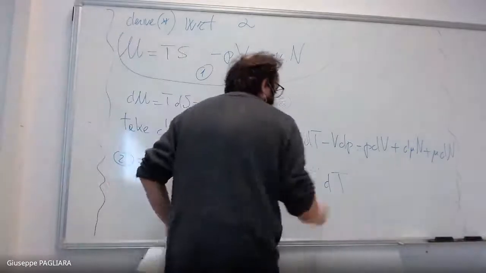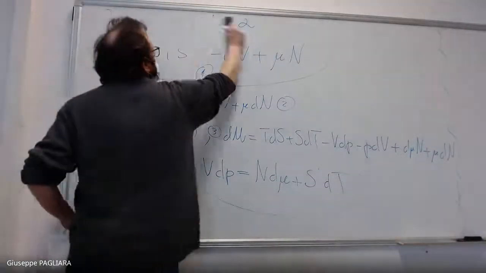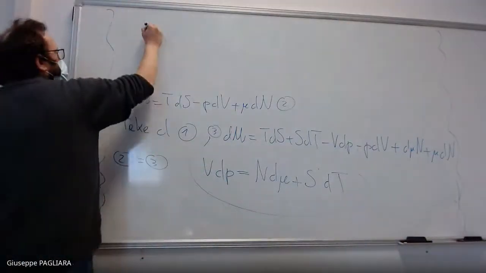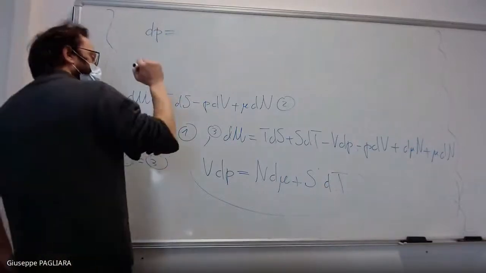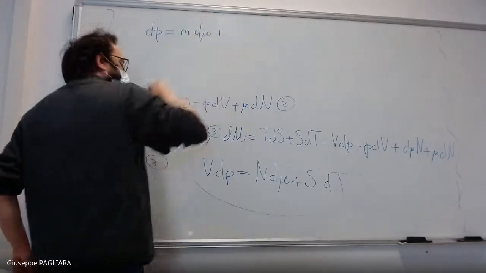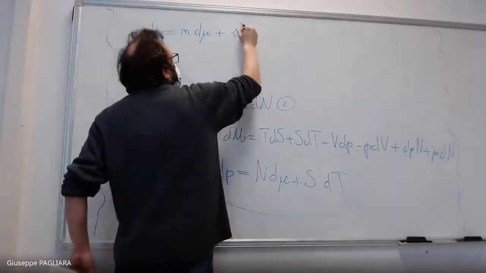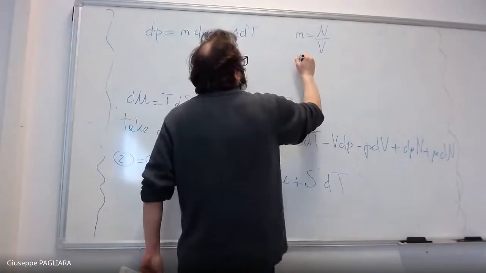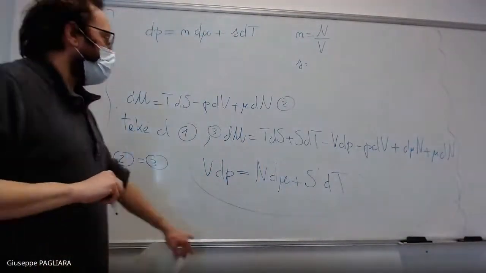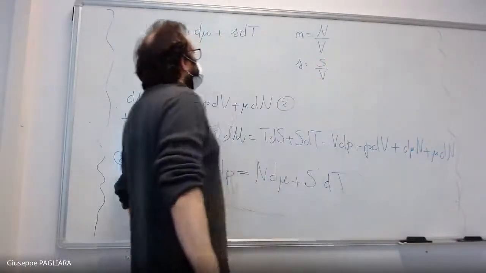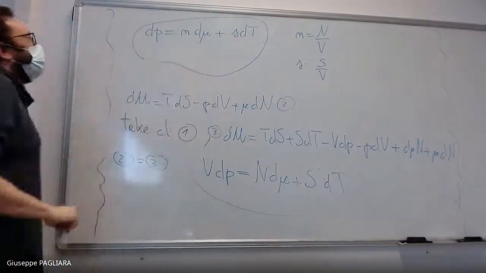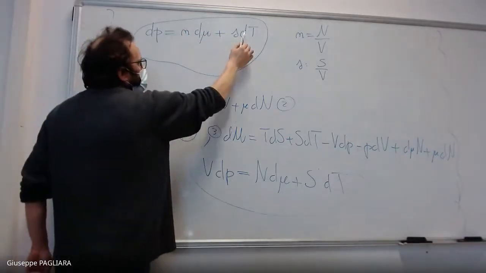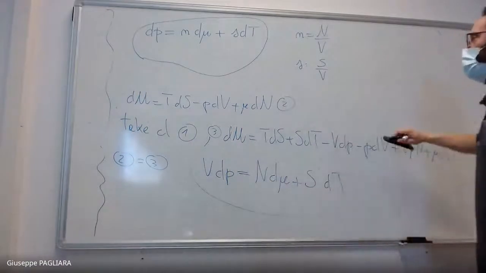Now let's take this equation here, from which I can get that dP is equal to n d mu plus s dT, where n is the density of particles, N divided by volume, and the small s is the entropy density, the ratio between the entropy and the volume. Now this equation is interesting because it's an equation between only intensive variables: pressure, density, chemical potential, entropy density, and temperature. And from this equation I get 2 other Maxwell relations, which are the following.